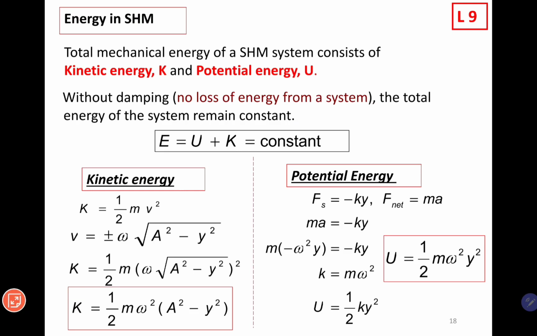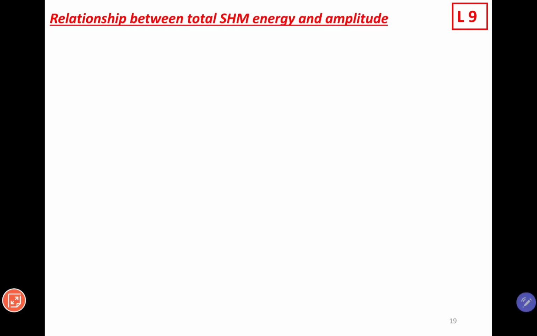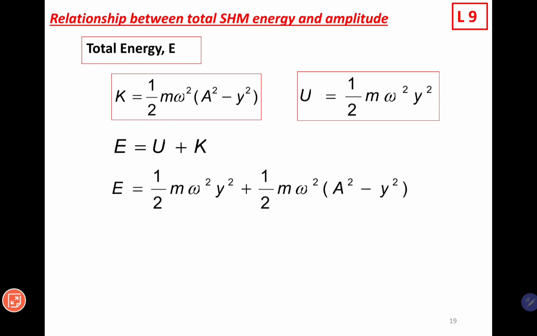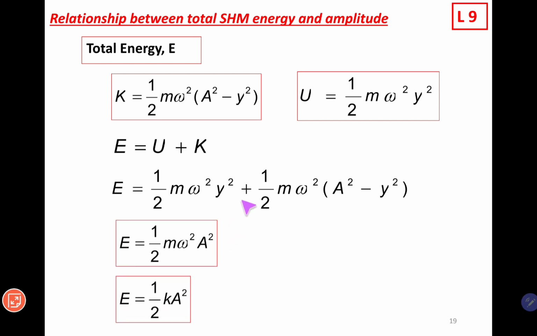Alright, so remember, these are the equations of kinetic energy and potential energy. Total energy is k plus u. So remember, the mechanical energy here is k plus u, or u plus k, still the same. We just substitute the equations of k and u into this equation, giving you this. And lastly, what do we get now? Half m omega squared a squared minus half m omega squared y squared plus half m omega squared y squared. So the y terms cancel each other, giving you half m omega squared a squared only, isn't it? So this is the total energy. So total energy is half ka squared, or half m omega squared a squared.